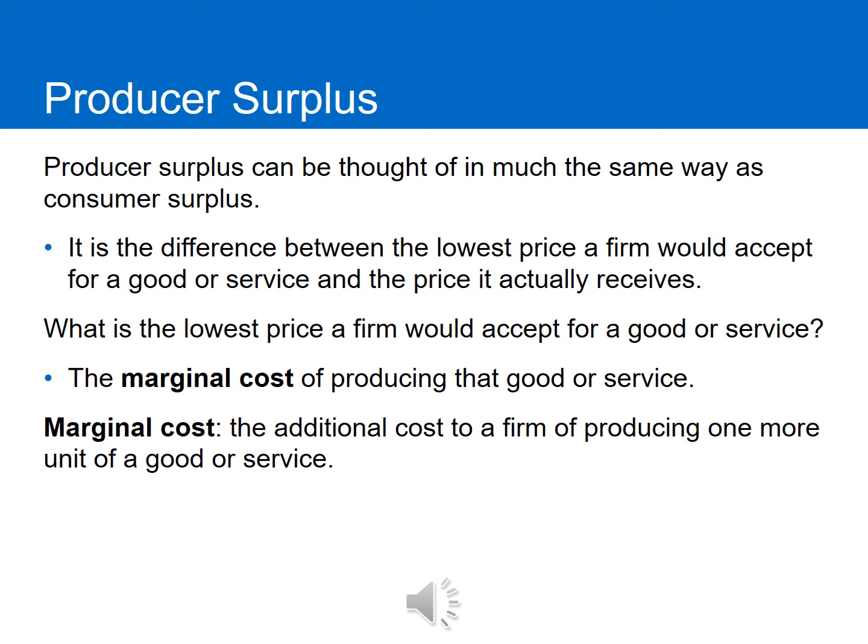In this presentation, we will look at producer surplus. Producer surplus can be thought of much the same way that we thought of consumer surplus. It's the difference between the lowest price that a firm would accept for a good or service and the price that it actually receives. What is the lowest price a firm would be willing to accept for a good or service? That's going to be the marginal cost of producing a good or service. Remember, the marginal cost is the additional cost to a firm of producing one more unit of good or service.